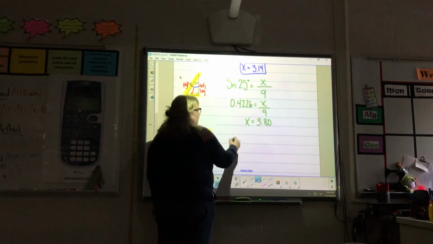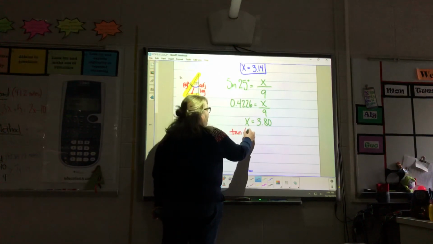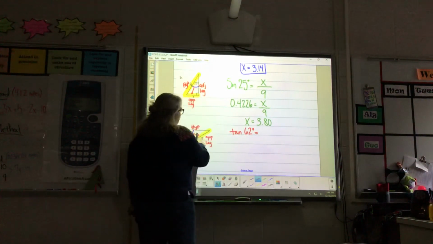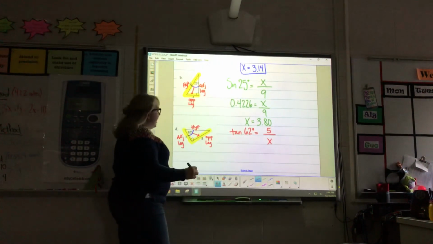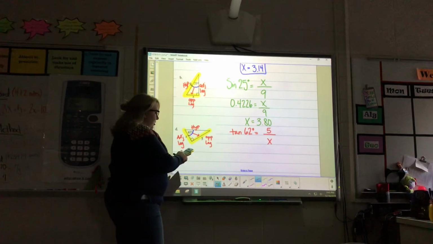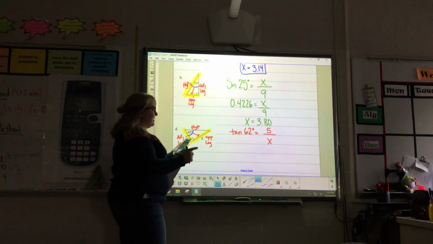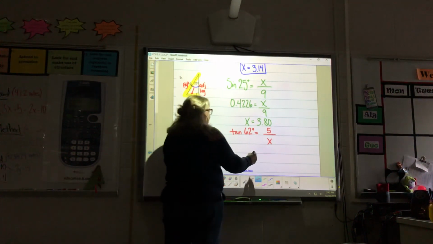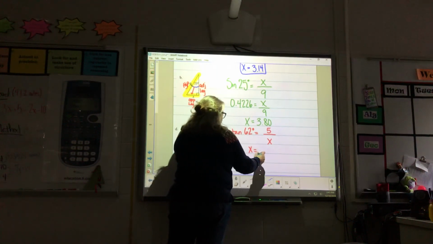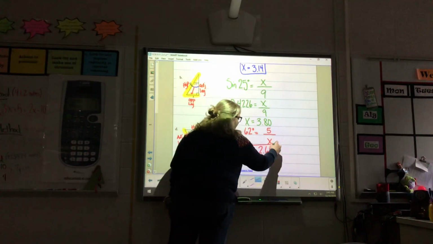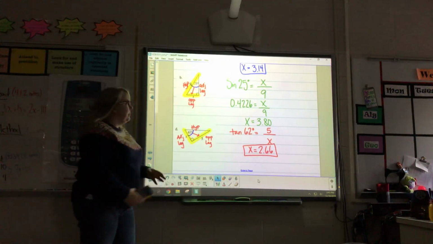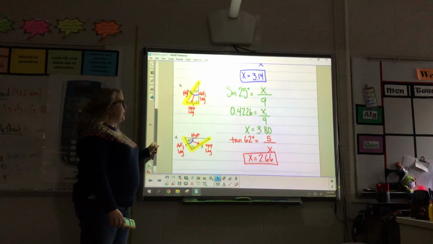So I'm going to do the tangent of 62 degrees equals my opposite leg, which is 5, divided by my adjacent leg, which is x. Go to my calculator to do tangent of 62, and then I'm going to have to do 5 divided by that value because x is in the denominator, and I get x is equal to 2.66. And now you have 3 really nice examples of the 3 different trig ratios.